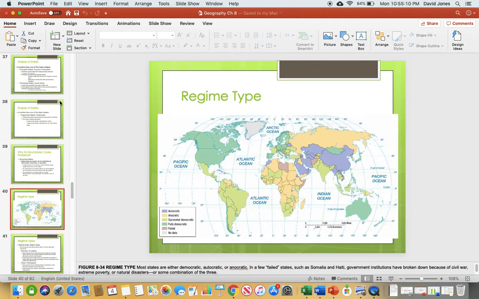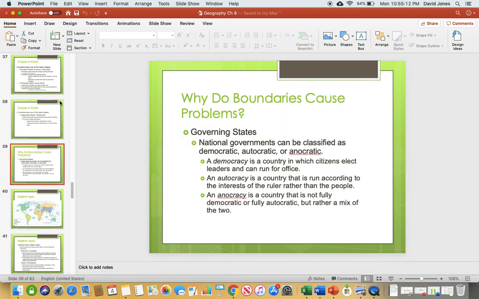And then our last idea here I want to talk about are those 3 types of countries. So we have democracies, autocracies, and anocracies. A democracy is any country in which citizens can actually pick their leaders. And actually really have a say, unlike Russia where you can vote, but everybody either has to vote for Putin or they get shot in the head. So that's not really a democracy.